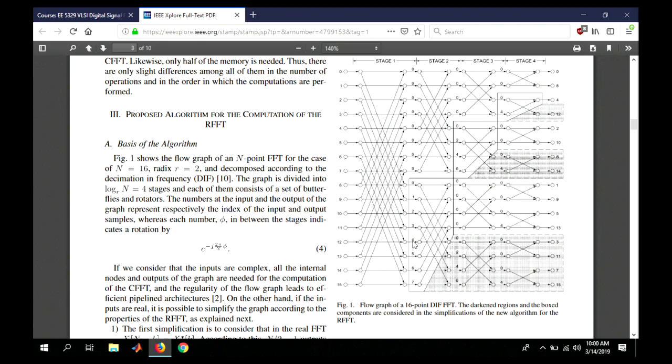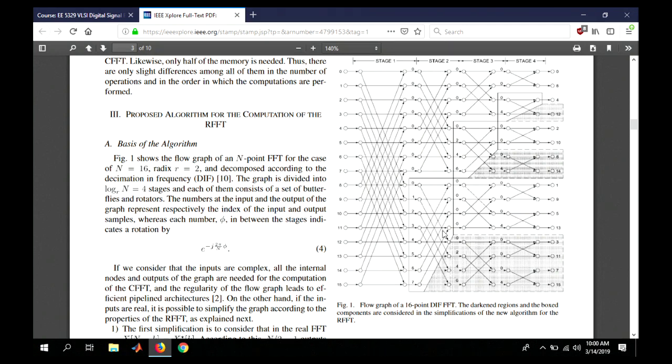If you see a number like 3, that's W cubed, where W is e to the power minus j twice pi over n. Here n is 16. So W is e to the power minus j twice pi over 16, or minus j pi by 8. For example, if 3 is placed on this edge, that's twiddle factor W cubed, which will be e to the power minus j 3 pi by 8.